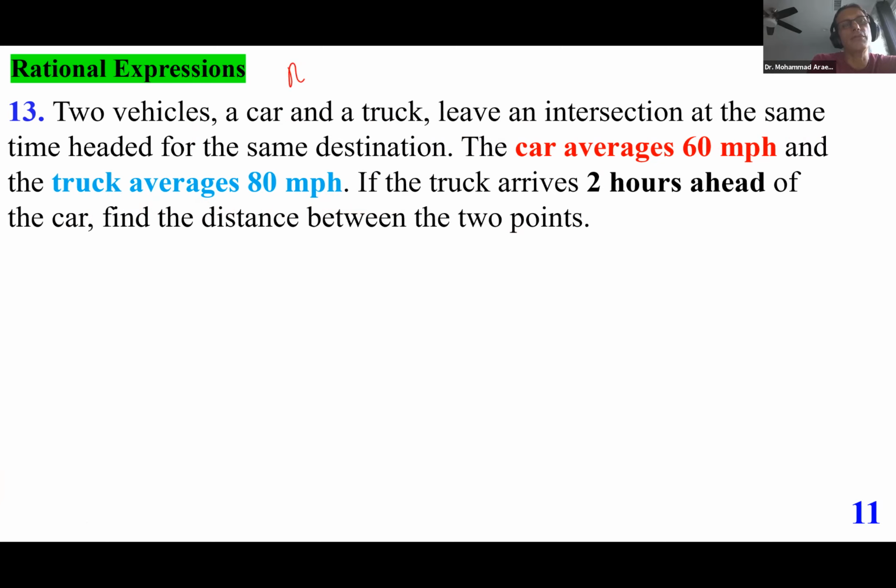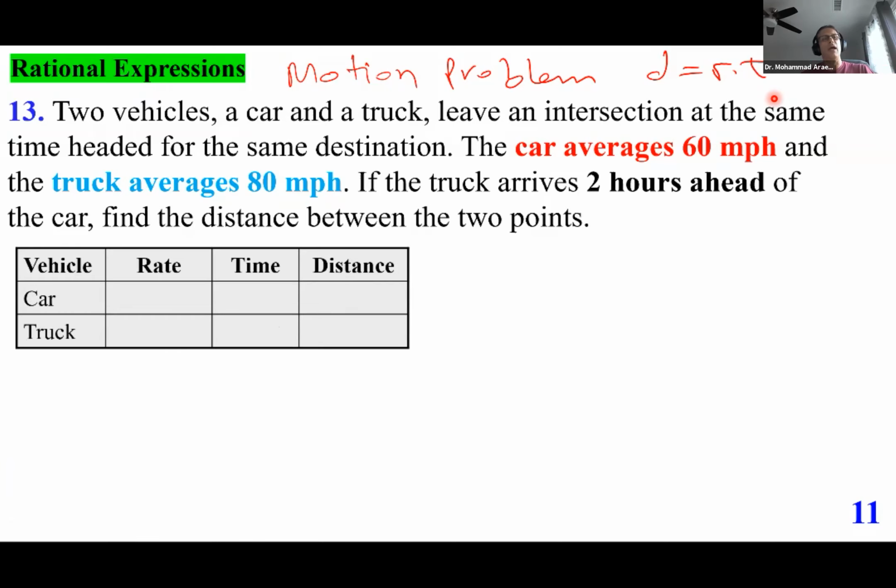This is a class of problem known as a motion problem, in which case D equals R times T. D is the distance, R is the rate or average speed, T is the time. Therefore, we have to make up a table like this. R times T is D.